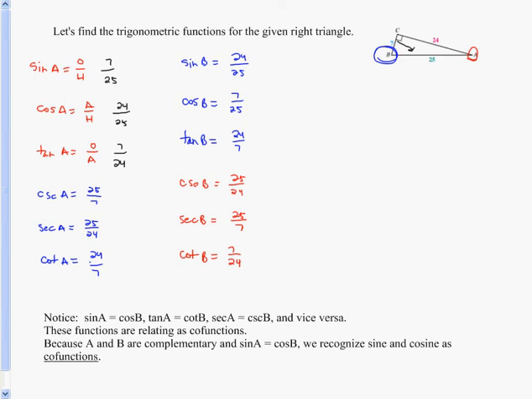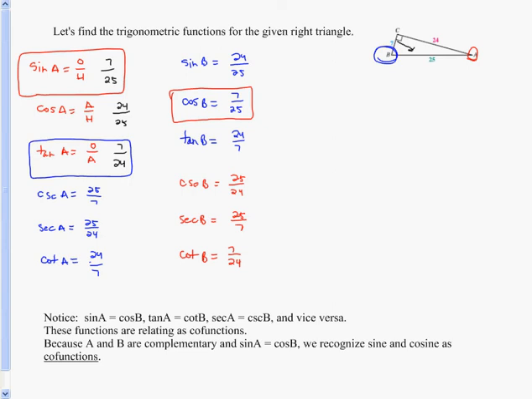Alright, now here's what I want you to notice. Sine of A, right here, is the exact same value as cosine of B. Likewise, tangent of A is the same as cotangent of B. And secant of A is the same as cosecant of B. Of course, there are other ones that match as well, but the reason that you're seeing this similarity is because these functions are known as cofunctions.